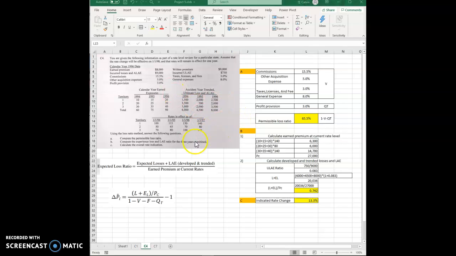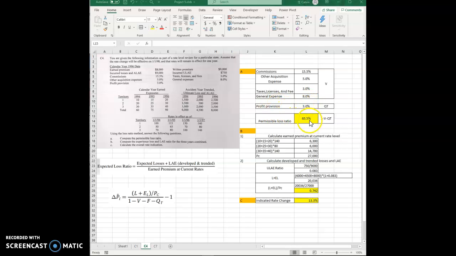The purpose of this question is to use loss ratio method to calculate the indicated rate change. So let's do this. For question A, compute the permissible loss ratio. Permissible loss ratio's formula is right here, 1 minus V minus QT. And V includes commissions, other acquisition expense, taxes, licenses, and fee, general expense. And QT includes profit provision.